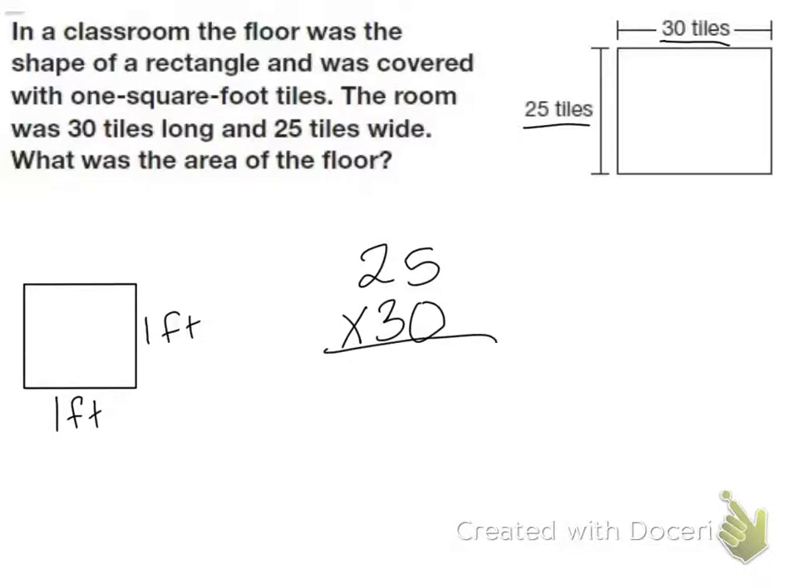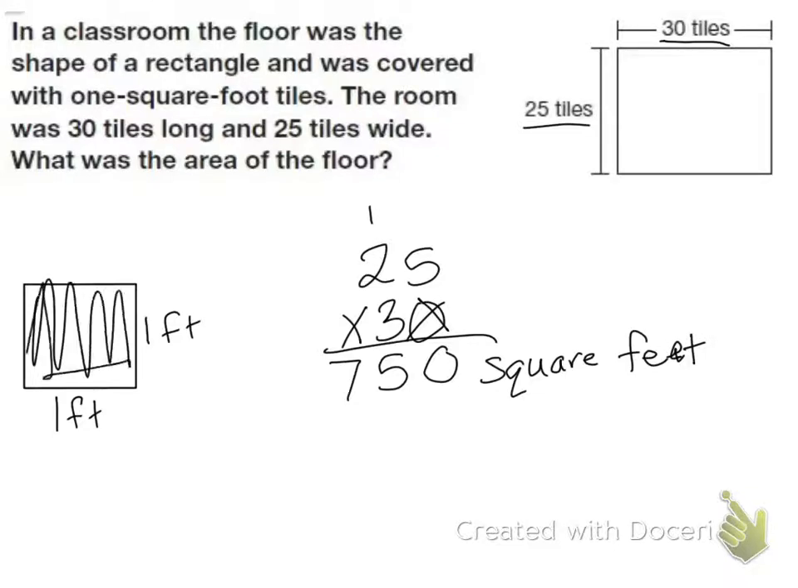Okay, so I drop the 0 down, cross it off. Then I do 3 times 5 is 15, carry my 1. 3 times 2 is 6, plus 1 is 7. So the area of my room is 750. And then since they are tiles, and each tile is a square foot, we write the label for area as square feet. Okay, because area is the distance in a square, while perimeter is a line.